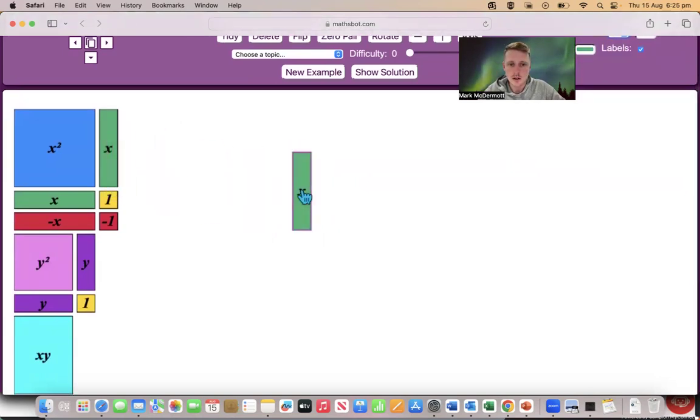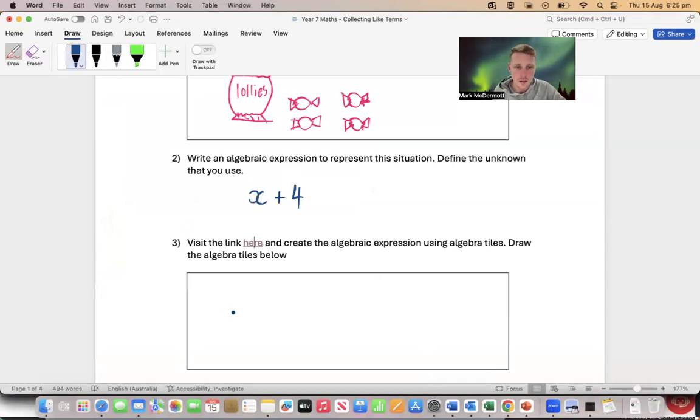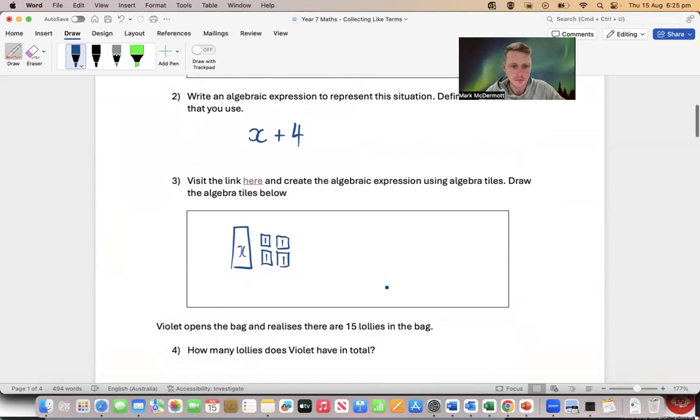Okay, so our situation, Violet has a bag, which you're going to represent with this x, this unknown x. A bag of lollies with some unknown amount in it. And then she's got 4 extra lollies: 1, 2, 3, 4. So something like that. These algebra tiles here would represent x plus 4. So that's what we need to draw down here. An x tile, and then we've got 4 spare ones. So it looks something like that.